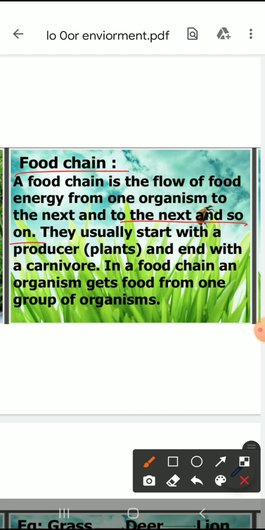You know that anything that we eat to live is called food, and this food contains energy. The food or energy can be transferred from one organism to another through the food chain. So actually, the food chain is the flow of food energy from one organism to the next and to the next, and so on. So that is the food chain.